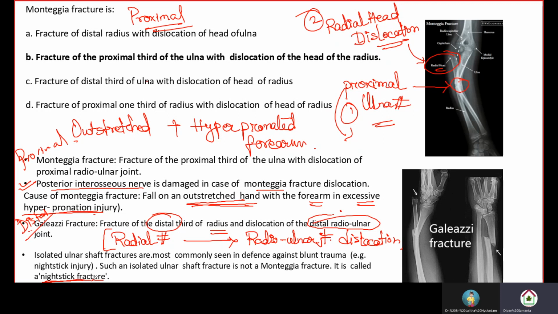It is also not mentioned in nightstick fracture whether the proximal ulna, distal ulna or middle third of the ulna is fractured. It is not mentioned anywhere in the shaft of the ulna, and only ulnar fracture is present in nightstick fracture. It's quite different from Monteggia. It's not at all the same.